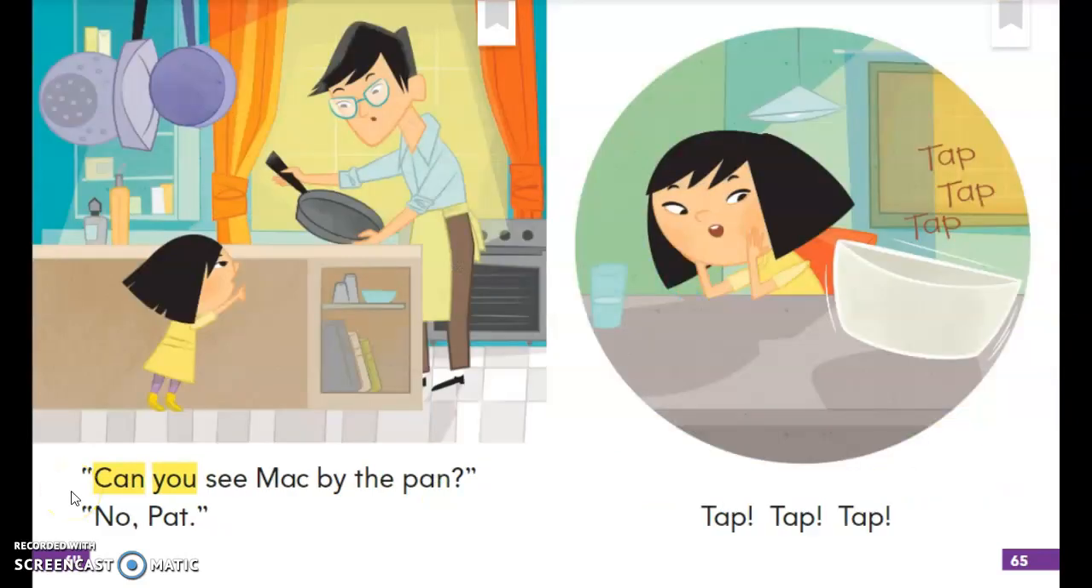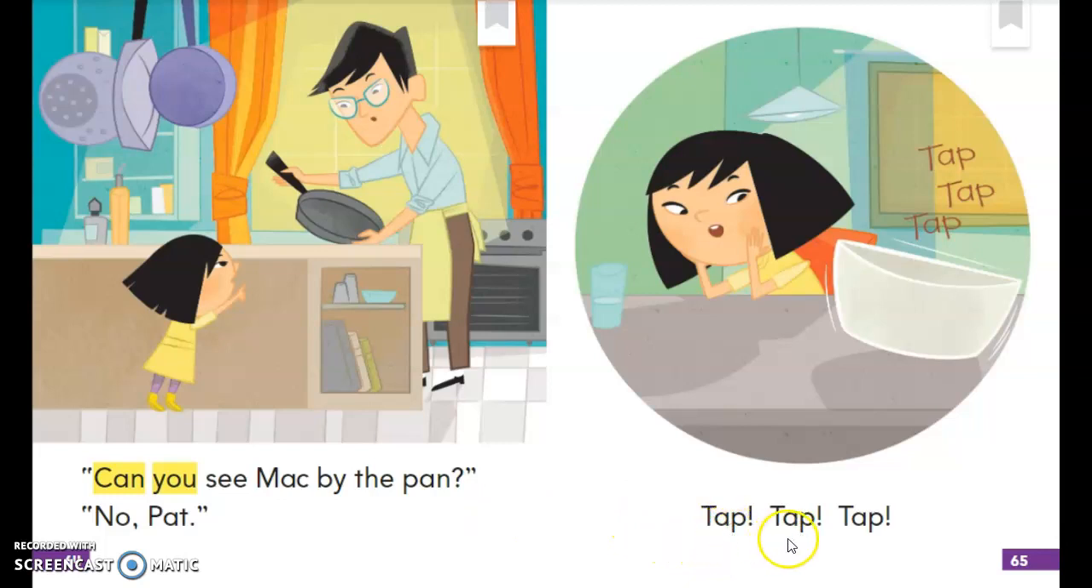We've turned the page, and Pat goes to who? Who is this? Yes, her father. Can you see Mac by the pan? No, Pat. So where did Pat ask her father to look for the cat? Yes, by the pan. Pan starts with P, our letter P. Very good. All right, to the next page.